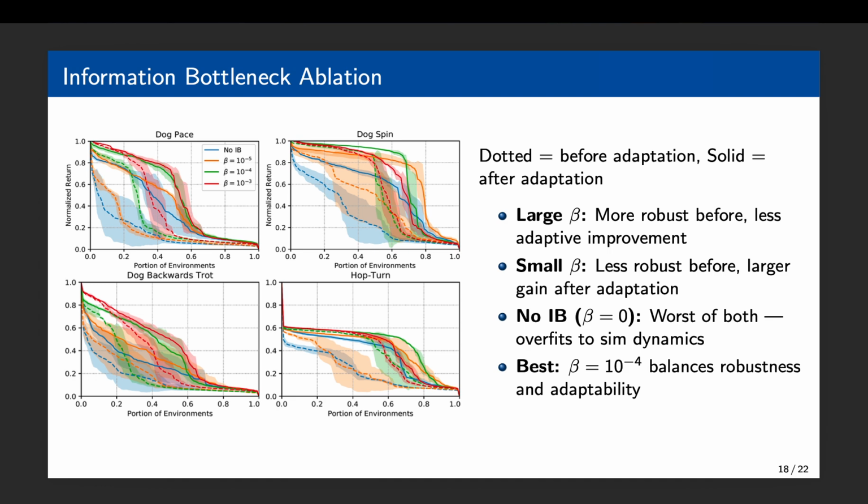The no IB condition, no information bottleneck at all, performs worse overall. Without the constraint, the encoder overfits to simulation dynamics and the policy is too brittle to transfer well. Beta equals 10 to the negative 4 gives the best balance and is widely used in all experiments.